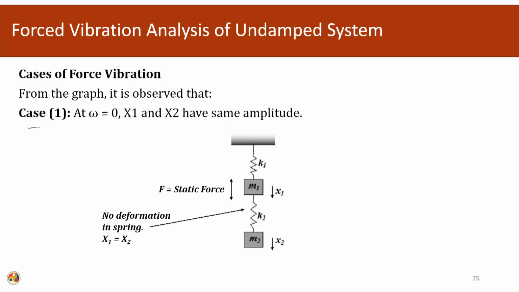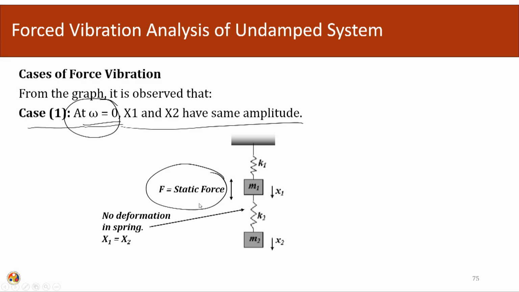So, we are taking different cases. As omega equals 0, the forcing function can be considered as a static force, and x1 and x2 have the same amplitude. If they have the same amplitude, there will be no deformation in K2. So, what is K2 going to see? K2 is going to see the net deformation due to these two movements. So, if x1 and x2 are the same, there will be no net deformation in K2.